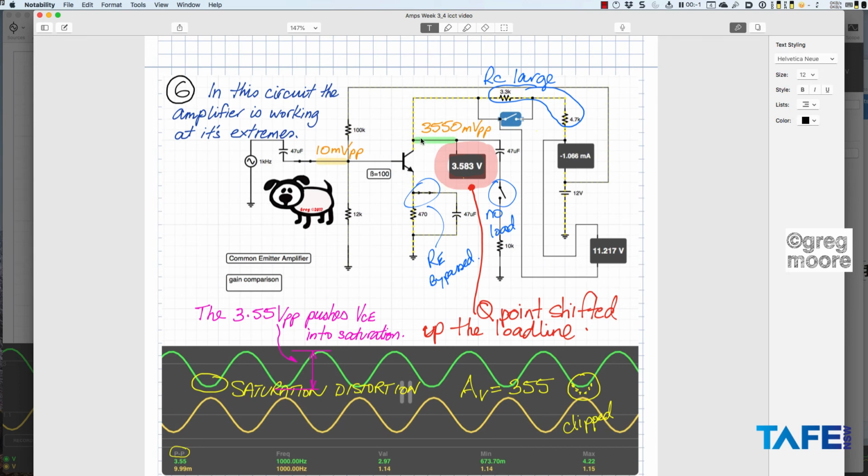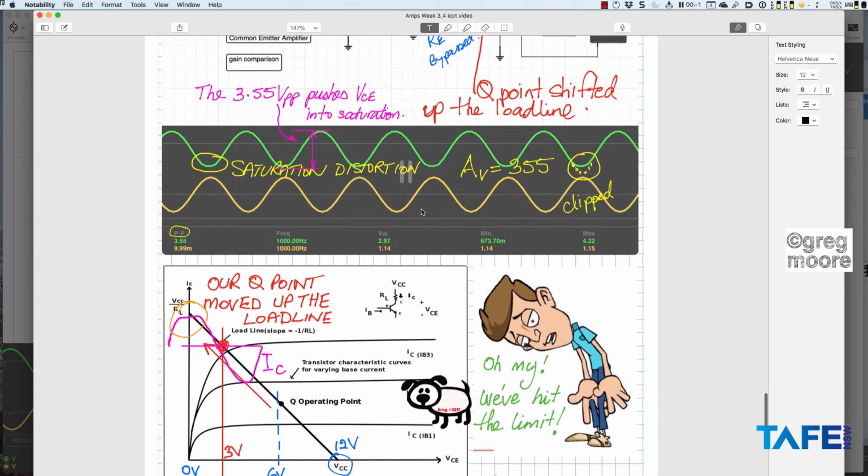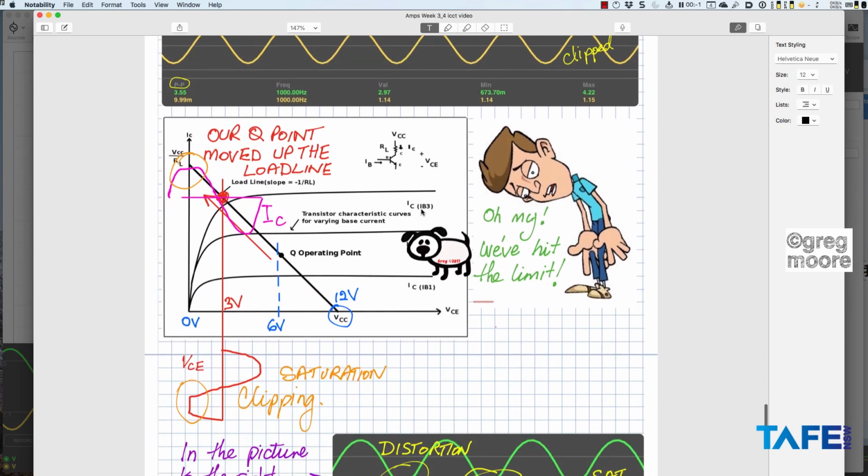Remember saturation: if the collector voltage is lower than the base voltage, then we're actually into a saturated situation with the transistor. Here's our load line. There's where the Q point should have been, 12 volts VCC. And there's my VCC over RL, which is my saturation point up here. Well, the Q point has shifted from 6 volts down to around about 3 volts. That's actually gone up the load line.